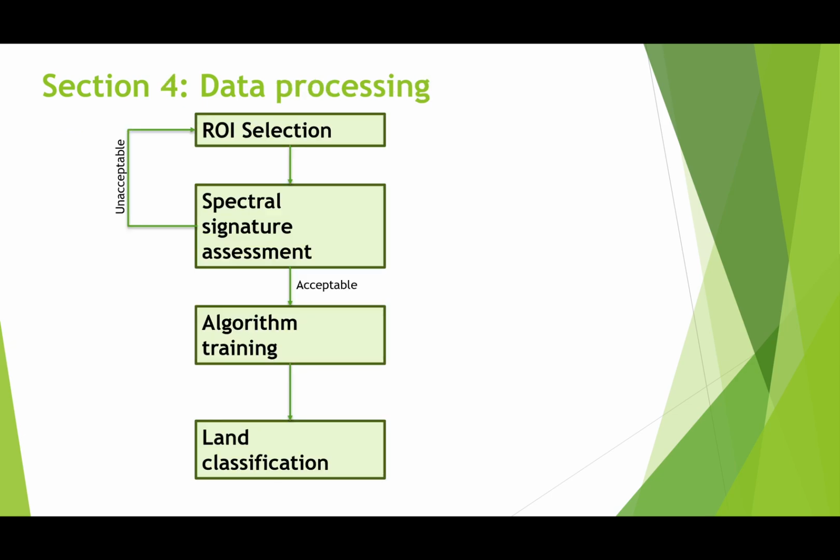The image on screen is an example of the process that would be taken to go from the data to a suitable land use map. Initially, ENVI would be used to manually select ROIs of different land covers, such as roads, dense vegetation, sparse vegetation. We would then assess the spectral signatures of these areas to ensure that they are sufficiently different to be distinguishable by an algorithm. If they are suitable, these would then be used to train a maximum likelihood classification algorithm, which would do the land classification to give a map.